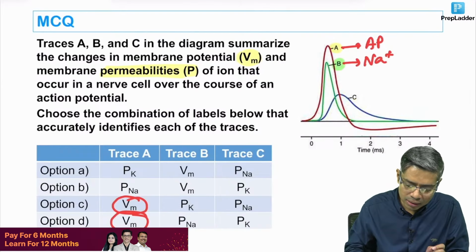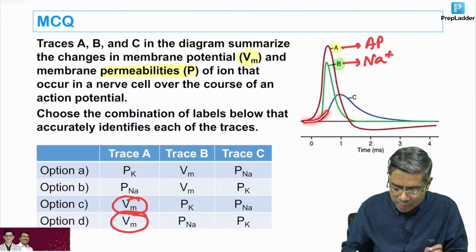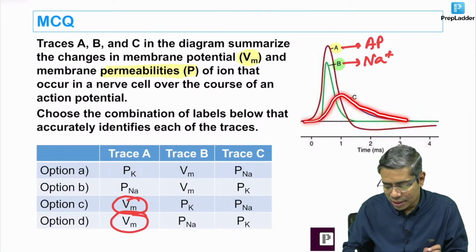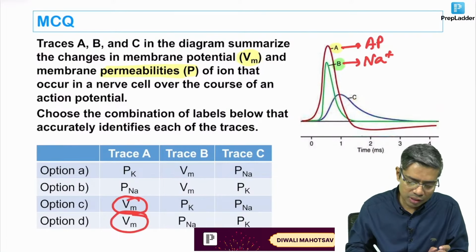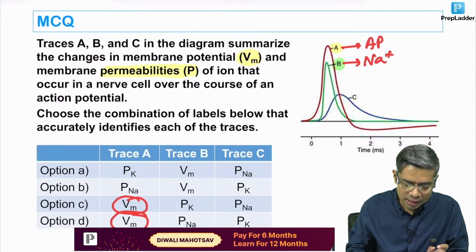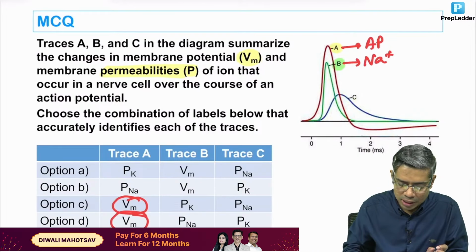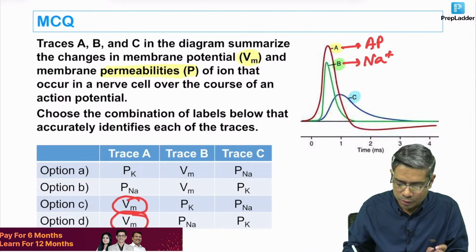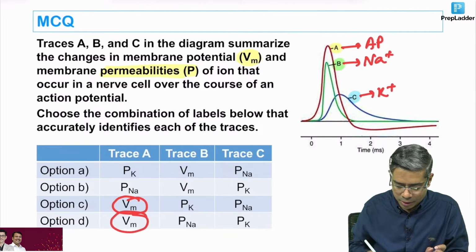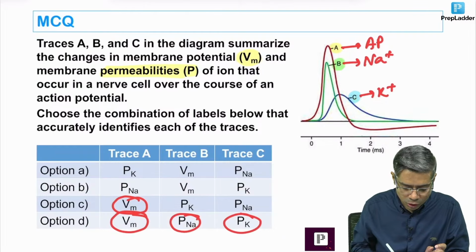So this is sodium permeability. And if I look at the other curve, this curve is slowly picking up and slowly decreasing to zero value. So this is a slow channel. Slow channel in action potential, what is the channel? Slow channel in action potential is the potassium channel. So this is the potassium curve. So now this is matching with option number D.